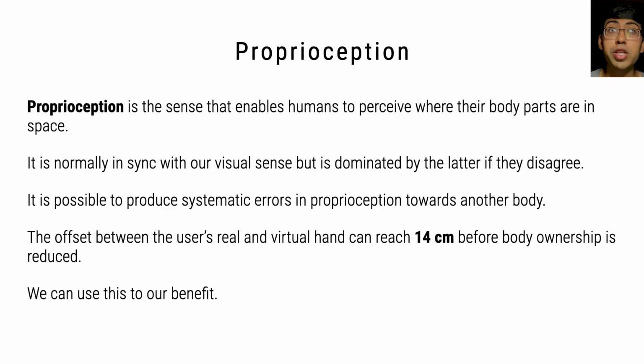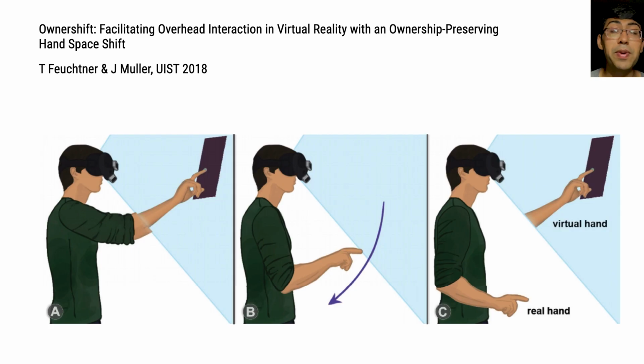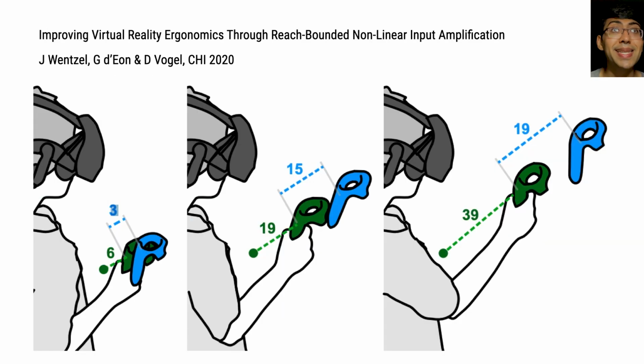A common approach that enables us to do this while maintaining embodiment and agency is to trick our proprioception. Prior research has found that the offset between the user's real and virtual hand can reach 14 centimeters before body ownership is reduced, and 21 centimeters before task performance degrades. This has enabled researchers to delve into haptic retargeting, remapping of the user's hands in VR, and scaling them as well.